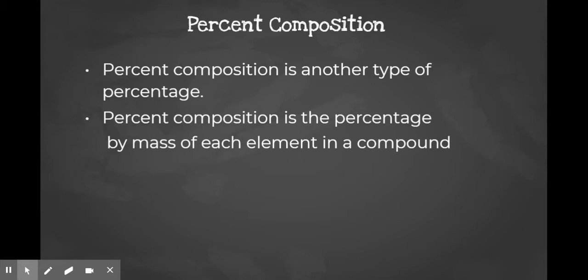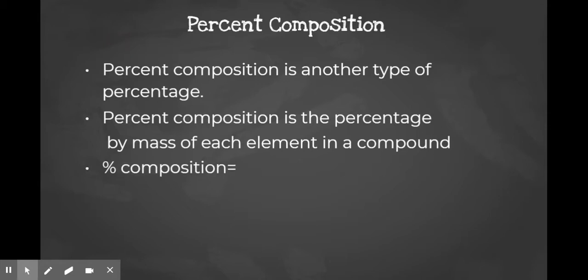We can figure out the percent composition of both of those parts by taking the mass, which we get from the periodic table, and dividing the part by the whole. We're going to do an example here in a minute, so that makes more sense.